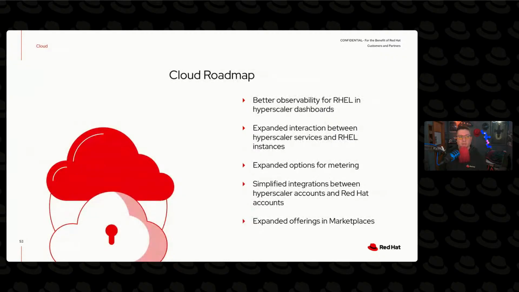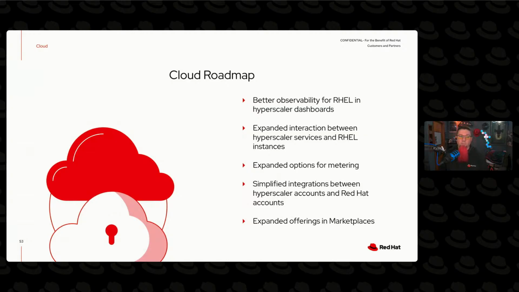Okay, let's see here. Cloud roadmap. We're looking at better observability. I already talked about observability, things like CloudWatch and whatnot, but we're working on enabling more useful observability for hyperscaler admins so that they have the information that they need to manage their RHEL fleet along with the rest of their instances through the hyperscaler dashboards, providing a built-in, sort of it just works experience that allows customers to spend their valuable time where it matters most.